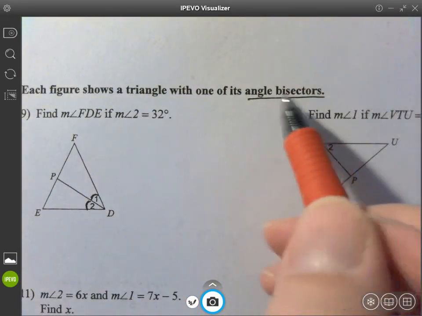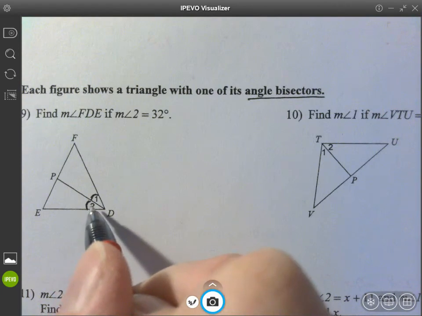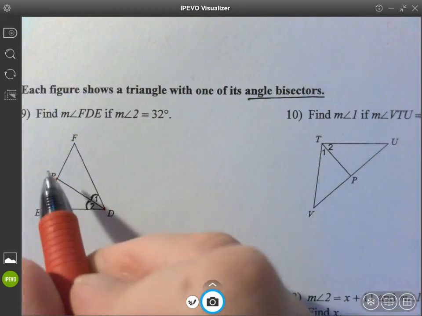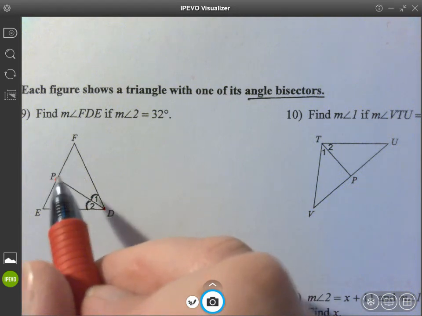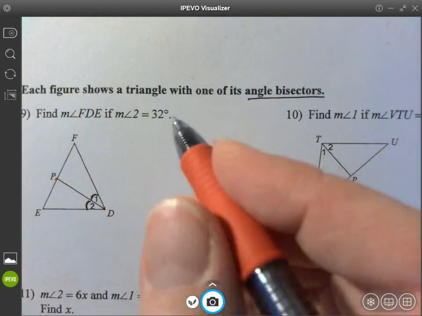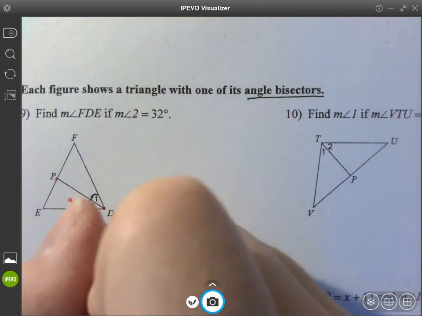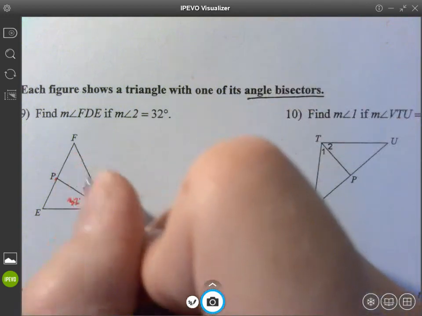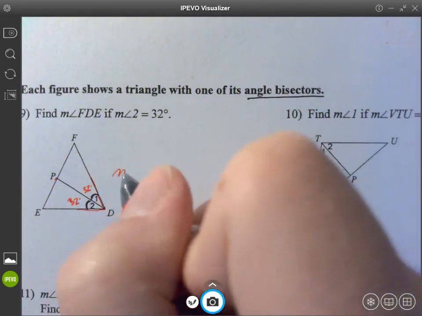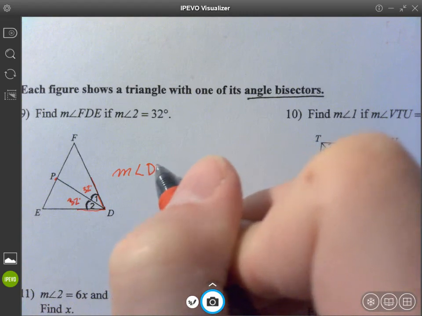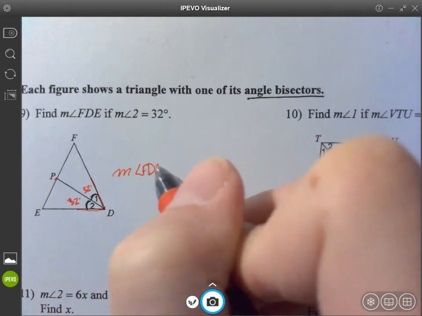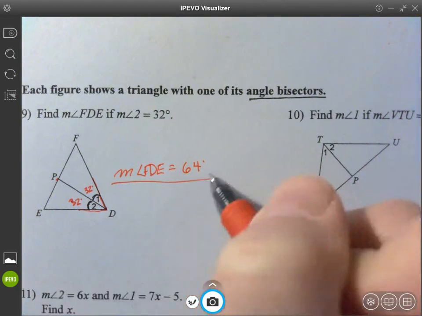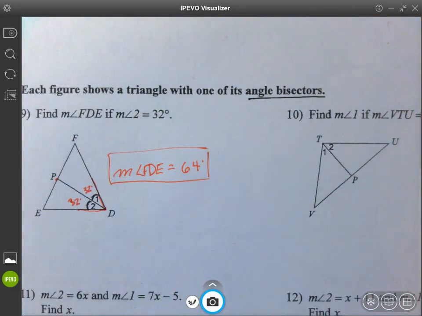Guys, if it says you have an angle bisector, it means you have these 2 congruent angles. So from D to P, these angles are congruent. I don't know anything about these segments. It's not a right angle here. These are congruent. So it says the measure of angle 2 is 32 degrees. Well, that means this is also 32 degrees. So if they want the measure of angle FDE, well, the measure of angle FDE is 32 plus 32, which is 64 degrees. So that's all I had to do there.